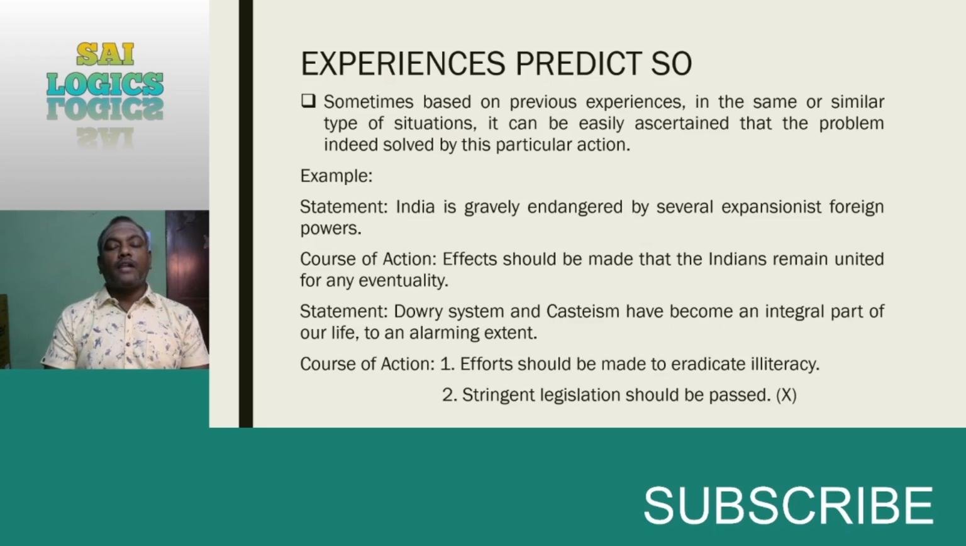And number two, another example is that dowry system and casteism have become an integral part of our life to an alarming extent. Of course, it is not a new issue and it has been there for many centuries, and these types of issues we call social evils. So it is very difficult to eradicate these social evils totally from our society, and let us see the courses of action. Number one, efforts should be made to eradicate illiteracy.